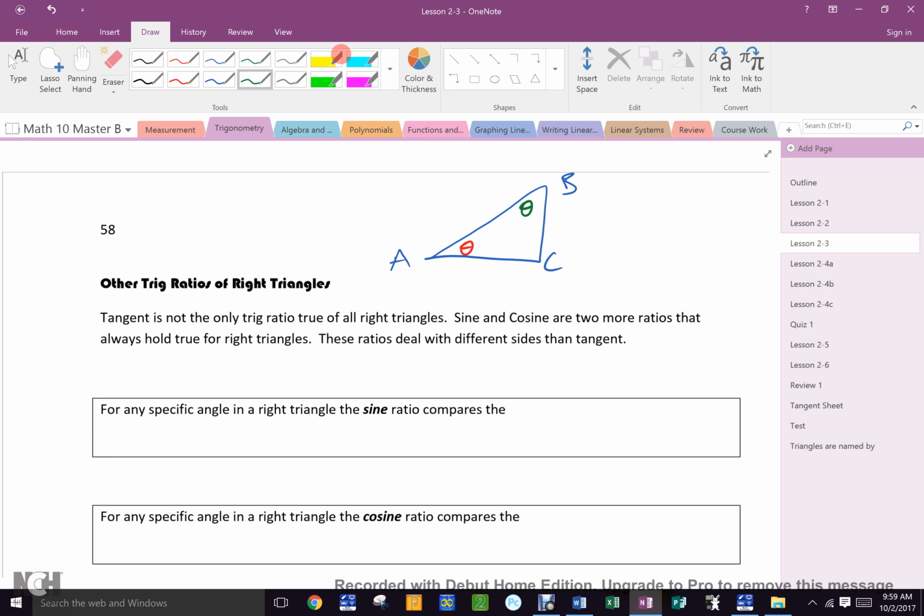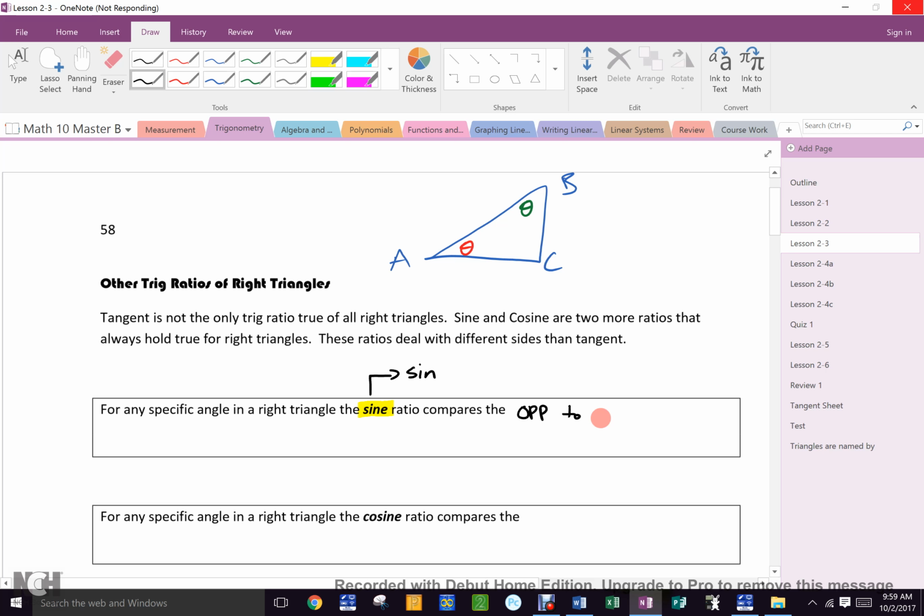The first one that we are going to talk about is the sine ratio, which on your calculator is the sin button. Don't worry, it's fine. So we are going to be using that button. Now, you guys need to pay attention. Tan is opposite and adjacent. Sine compares the opposite to the hypotenuse. And I'm only going to write hype because I'm lazy.